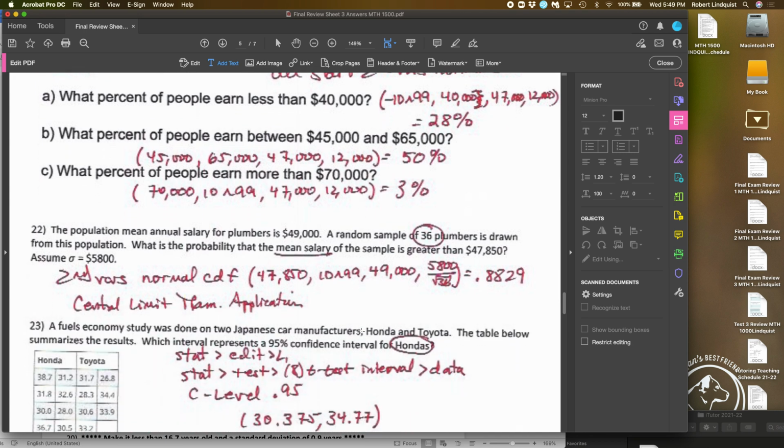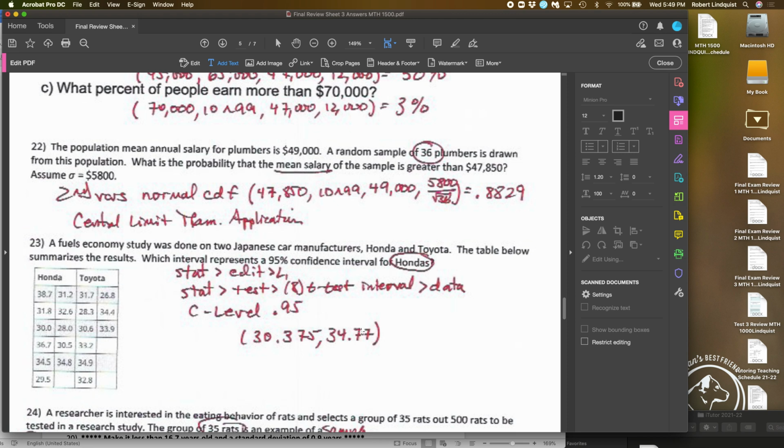Okay. Now, number 22, you see how it says the population mean annual salary for plumbers is 49,000. A random sample of 36 plumbers is drawn. What's the probability that the mean salary of the sample, you see that mean and mean, that means central limit theorem application. So we're still going to do second VARS, normal CDF. The lowest value, because it wants to know if it's greater than 47,850, so I put in 47,850, and then I do 10 to the 99th.